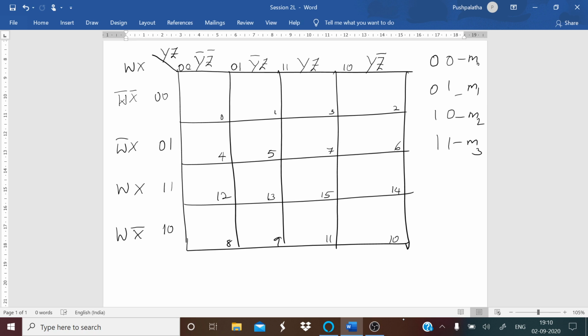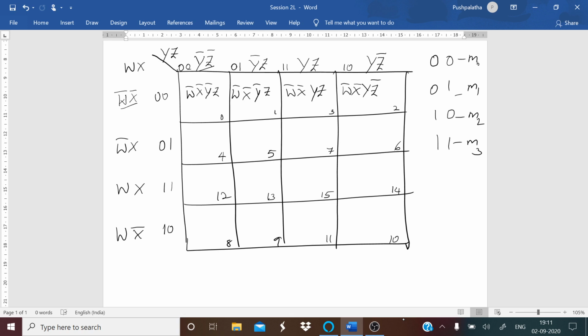Now what are you going to write inside this? This will be w bar x bar, y bar z bar, these 2 and these 2. So w bar x bar is for this whole row here. So w bar x bar, w bar x bar, w bar x bar, and this column has y bar z bar, this has y bar z, this has y z and this has y z bar.